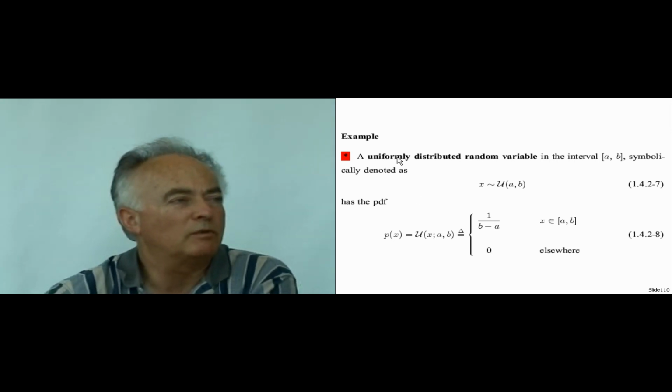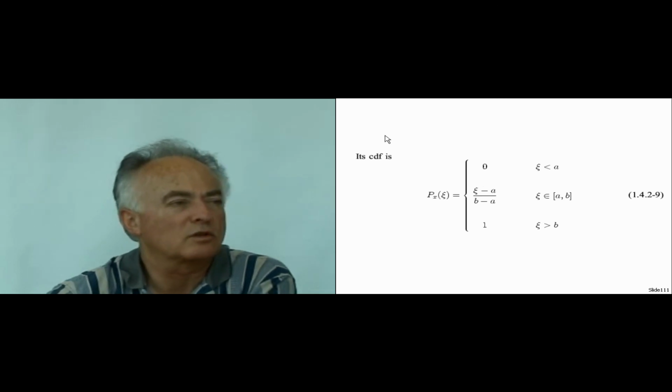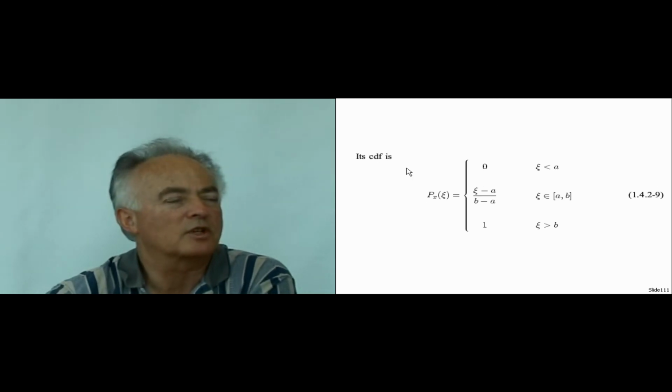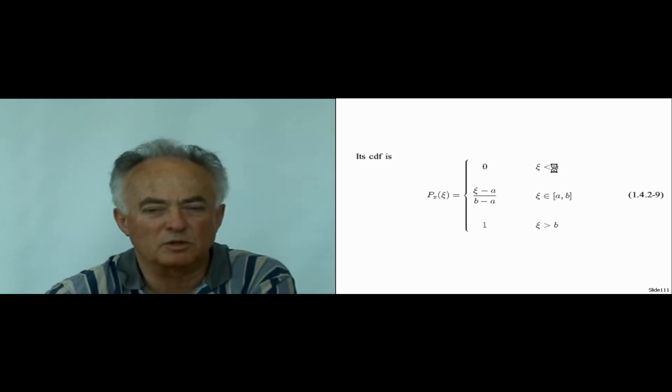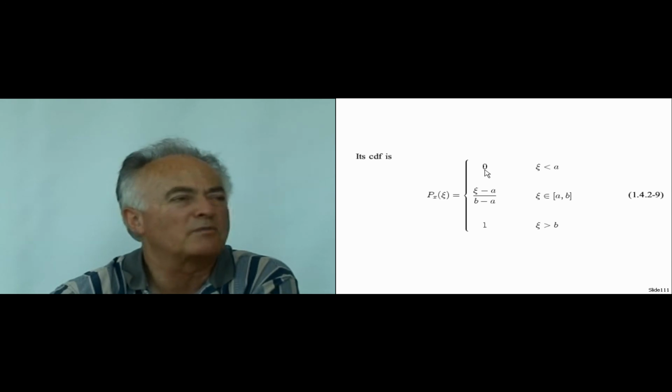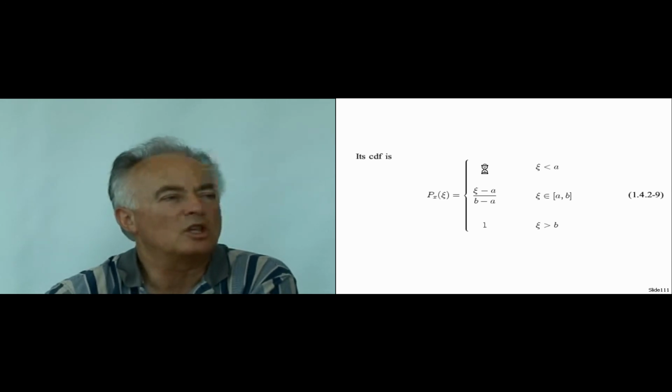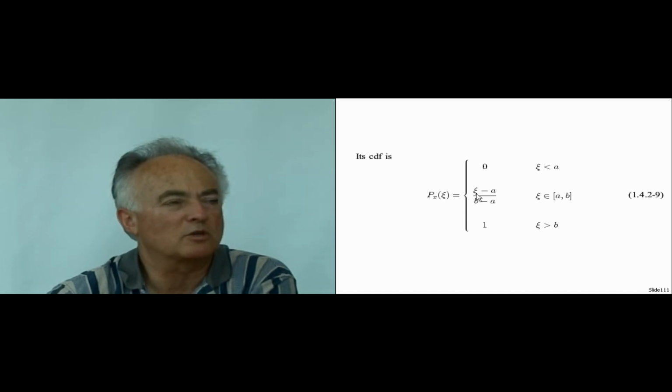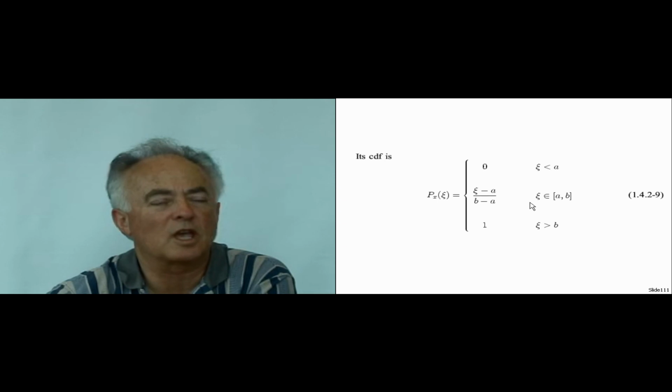The cumulative distribution function of this, P sub X of psi, is 0 if psi is to the left of the point A, since X cannot be there because it must be in the AB interval. Within this interval, if you integrate, it is psi minus a over b minus a, so that's really a straight line moving from 0 up to 1, and at psi equal b it becomes 1, and then it stays 1.